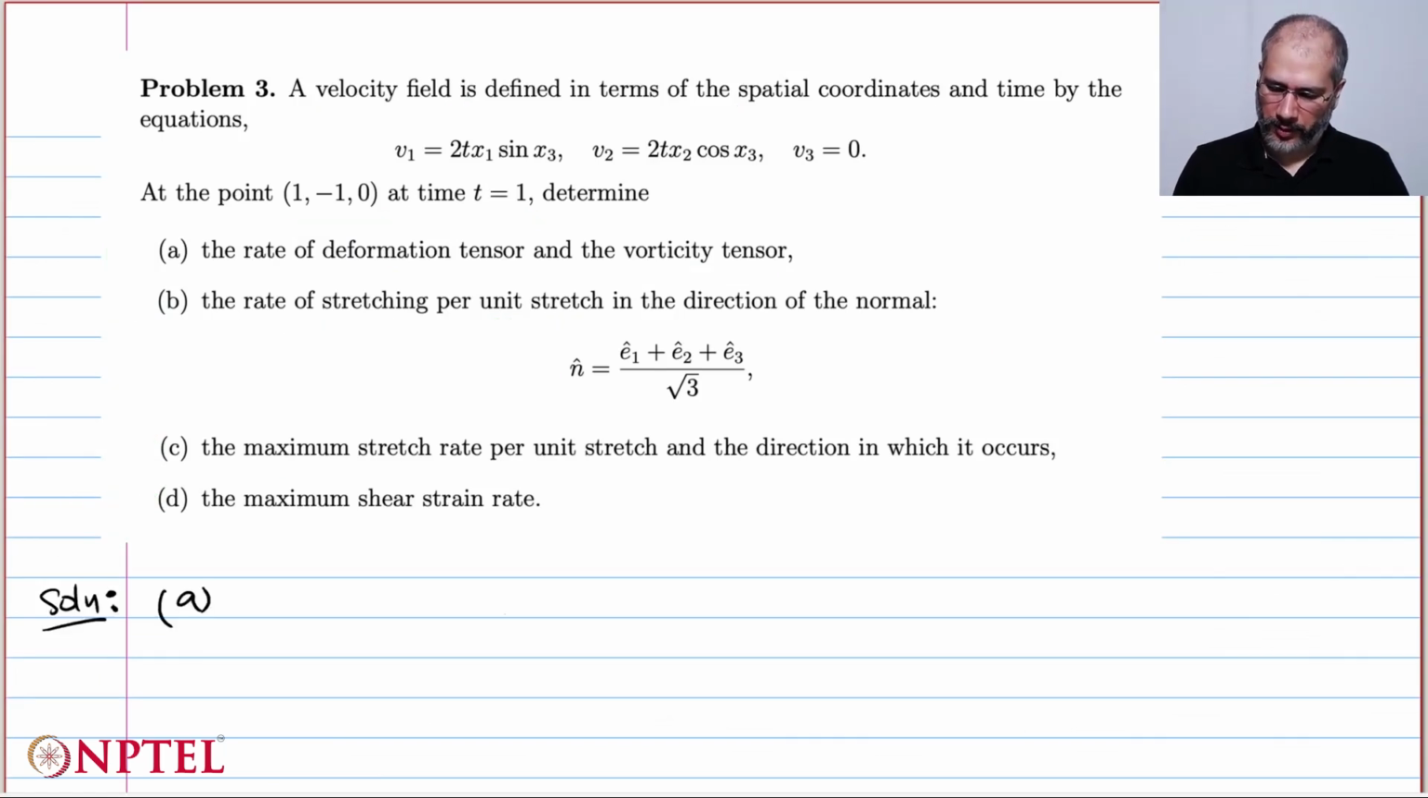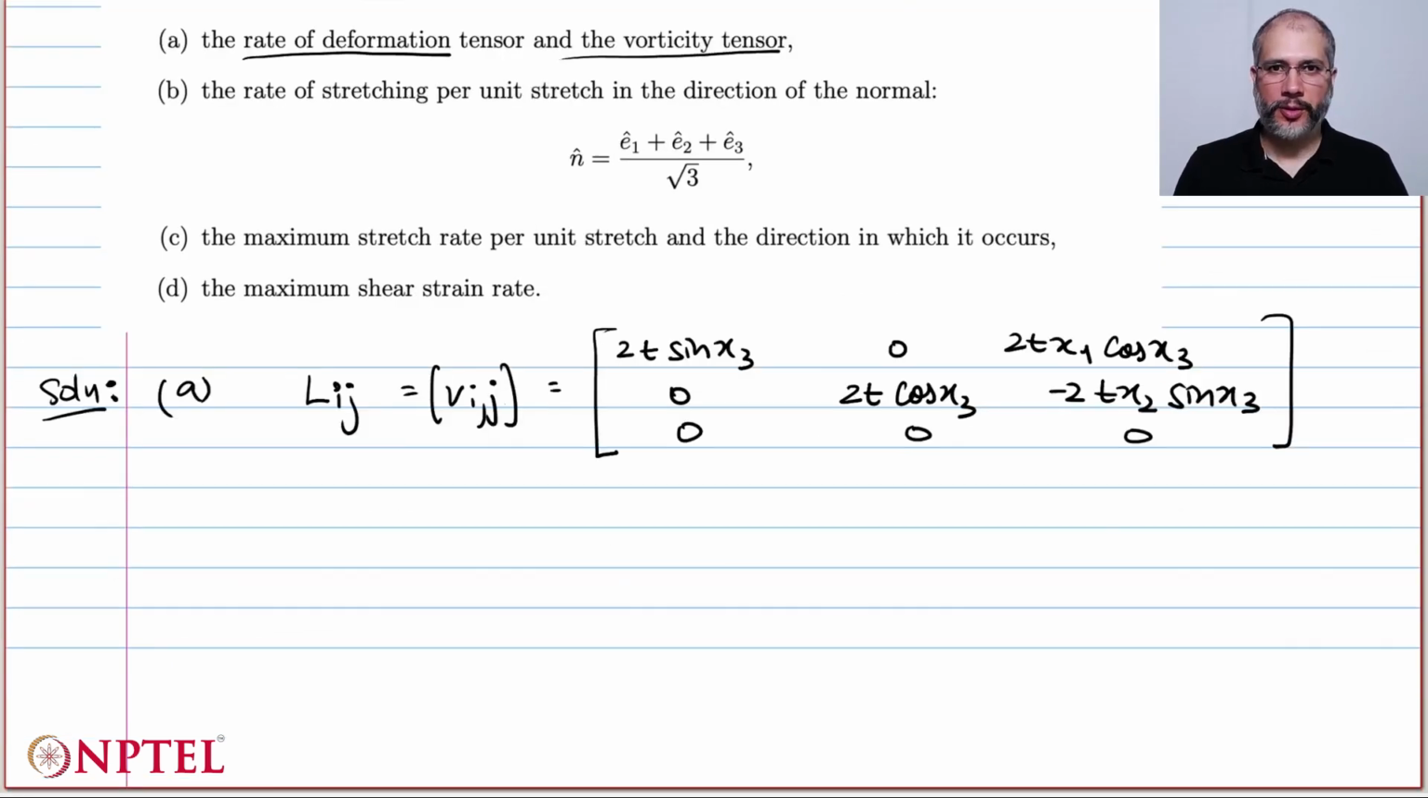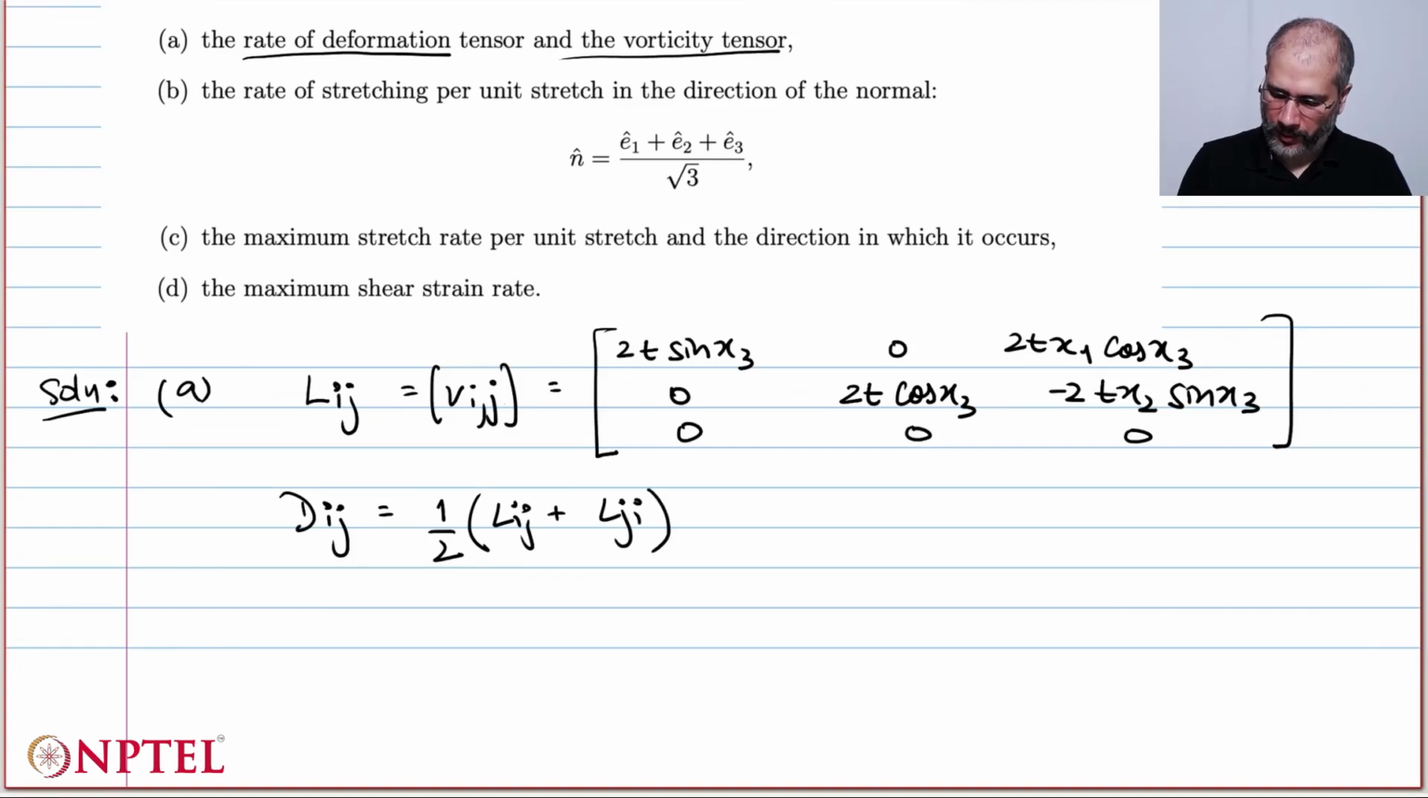So let us solve the problem. In the first part we have to find the rate of deformation and the vorticity tensors. So basically we have to find first the velocity gradient tensor, which for this velocity field can be found out as this tensor, and the rate of deformation tensor Dij is simply the symmetric part of Lij, and the spin tensor W is the skew symmetric part of Lij.